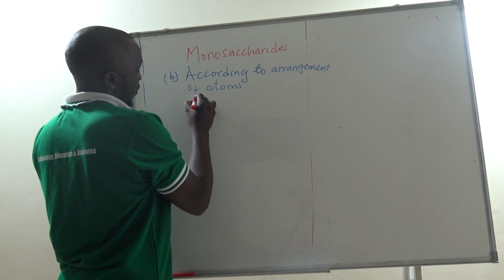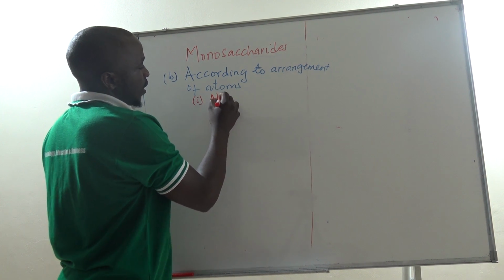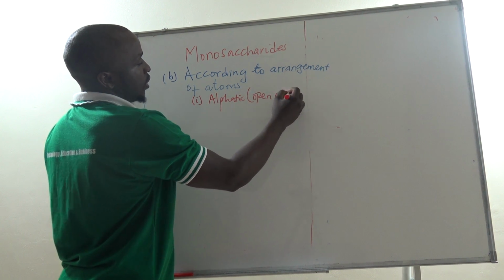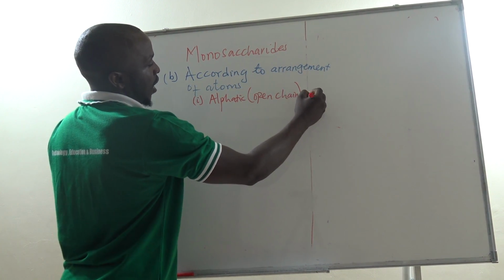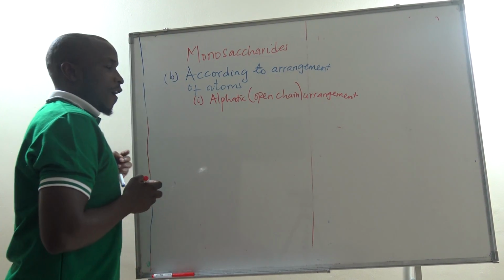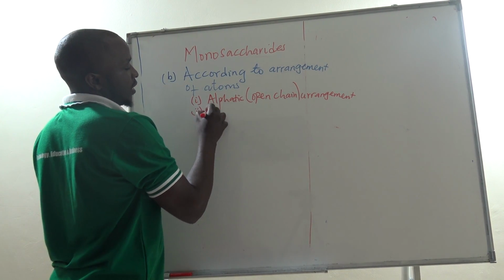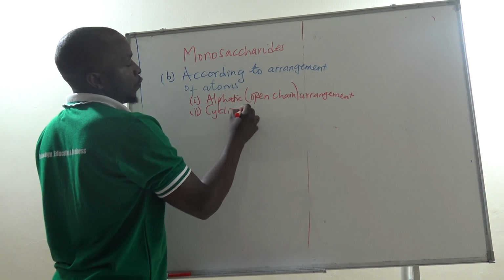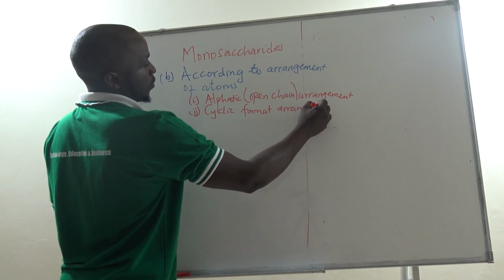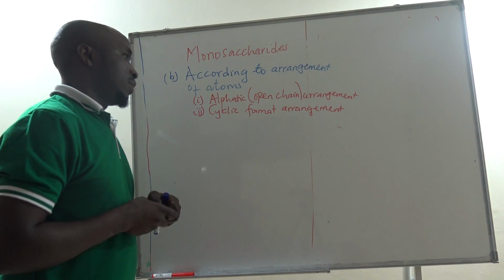Under arrangement of atoms, some take up the aliphatic. Aliphatic means open chain arrangement. Others take up the cyclic format arrangement.